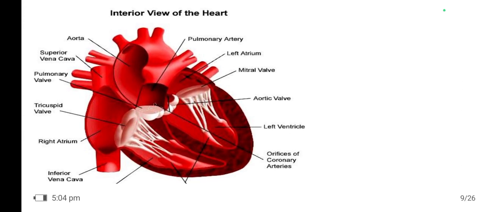This is the interior view of the heart, or the mid-sagittal view. Aorta, superior vena cava, inferior vena cava, tricuspid and bicuspid valves, right and left atrium, pulmonary valve, aortic valve, and orifices of the coronary artery are also present.